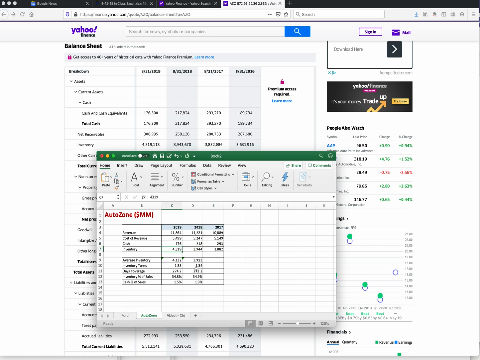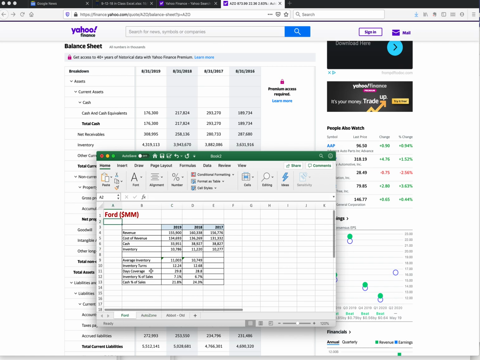I know the inventory turns are right, and the cash as a percent of sales is also very small. Inventory is high. Inventory percent of sales is high. Cash percent of sales is low. And cash is on the low side. The key thing I want to show here is how little our inventory turns compared to a company like Ford, where they turn the inventory 12 times a year, 12 and a half times a year. So this is why we do inventory analysis.